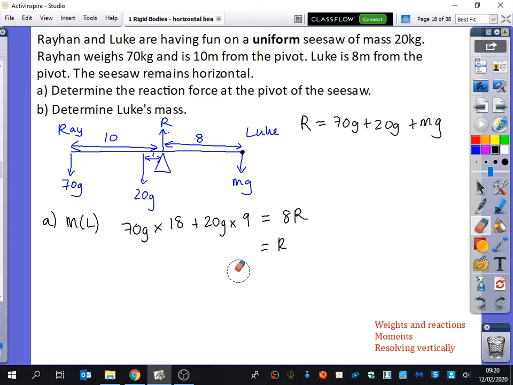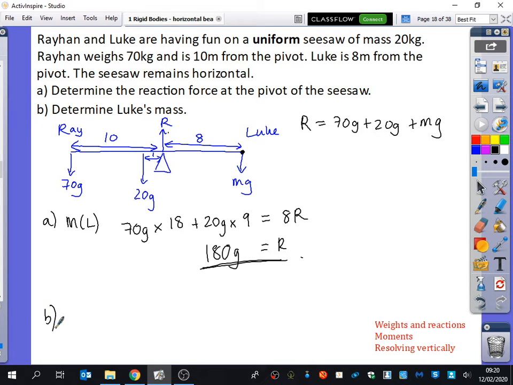Anyone started working that out yet? What they think it is? 180G, thank you. And we're just happy to leave it in terms of G. So if you've got G in these questions, leave it in there as long as you possibly can. And then if you need to at the end, if they've asked for it specifically in newtons, then you can give it in newtons. But I'm quite happy to give it like this.